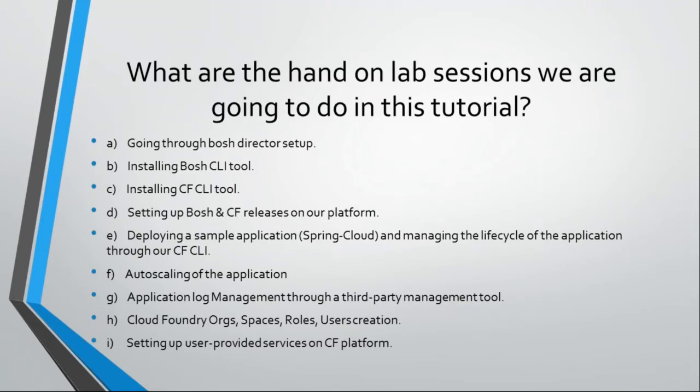Next, we will go through a deployment of our sample application, as I already told you in my previous section. That will be a Spring Cloud application, and we will see how we can easily manage the life cycle of the application through the CF CLI. Next, we will use the auto scaling feature of the application. We will basically use the autoscaler third-party open source application tool that will be configured with our Cloud Foundry and basically use it to scale up and scale down our containers. Next, we will use application log management that we will be doing through a third-party management tool.